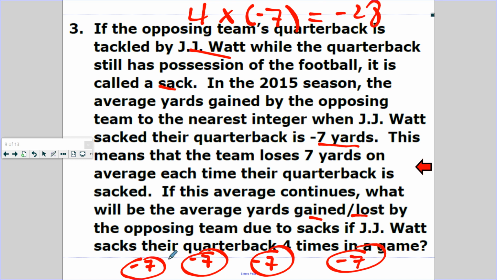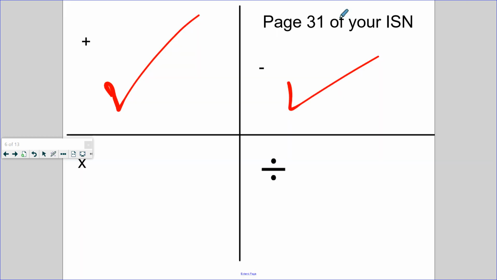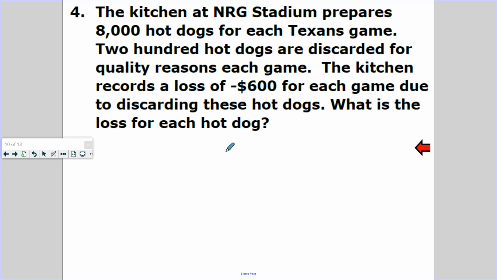I could see it as negative 7 plus negative 7 plus negative 7 plus negative 7. 4 groups of negative 7. Another way I could do it is 4 times 7 is 28. Negative means opposite. Negative 28. So that's multiplying. So I guess that leaves us division 1. Let's see why this is a division.